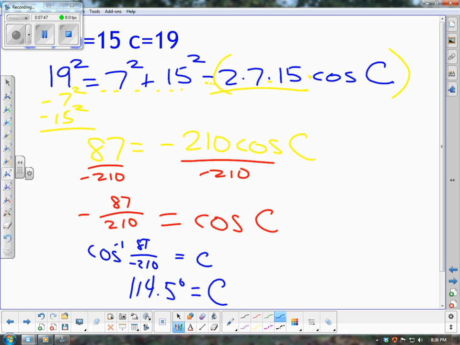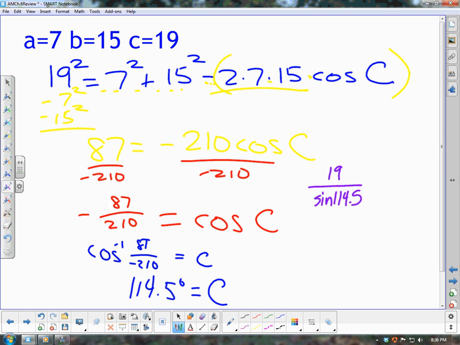And then you can use your law of sines to figure out the other parts. So you have sine of 114.5, and C is 19, and then equals 15 over sine of B, and then you're going to have to do it another time. You don't have to do it a second time.